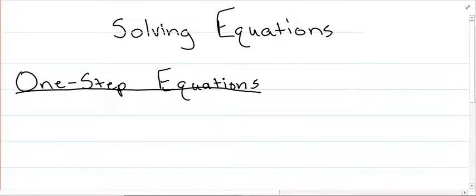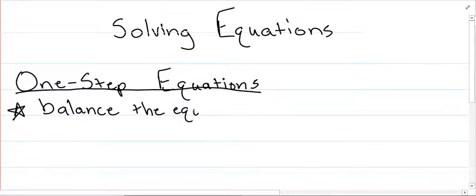And what I'm going to tell you next is true for one-step equations and other equations that we're trying to solve. You always want to balance the equation, and we're going to use the opposite operation or the inverse operation. So, first off, balance the equation. That means if you add a new number on the left side of the equal, then add that new number on the right side of the equal.